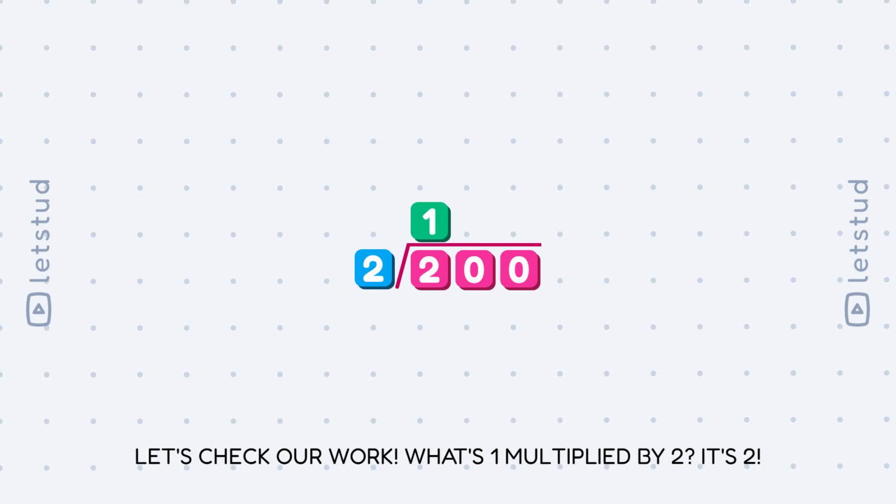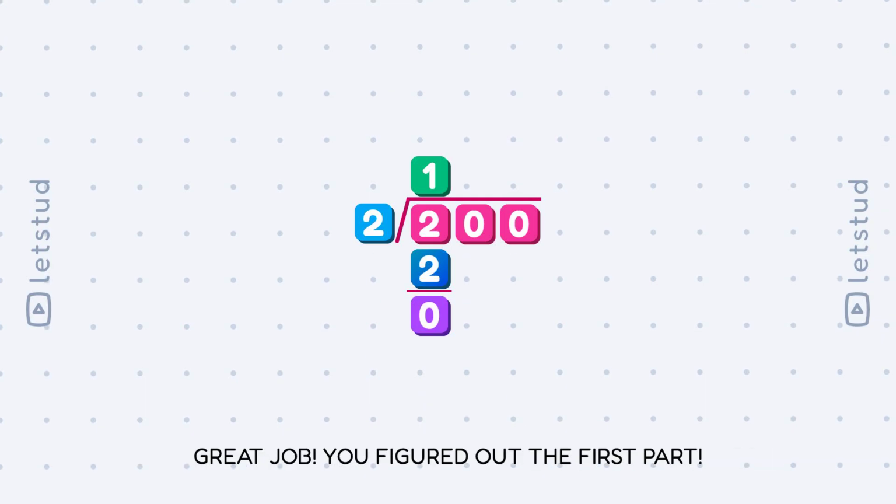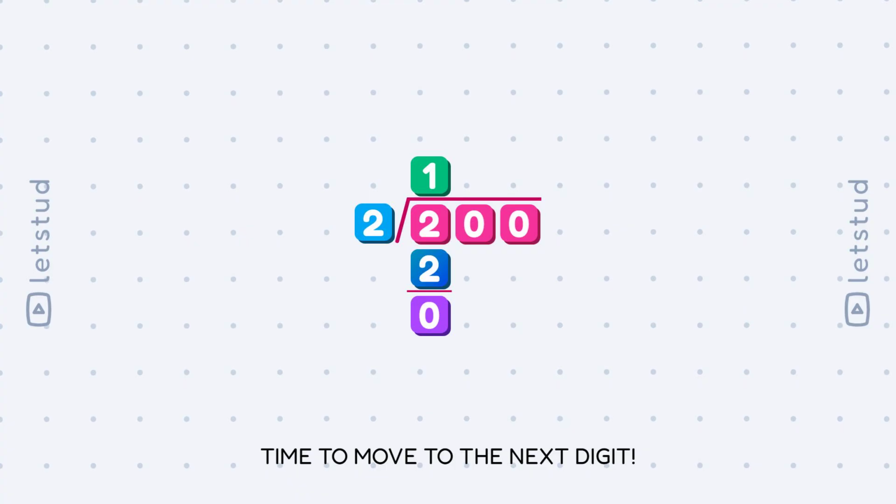Let's check our work. What's 1 multiplied by 2? It's 2. Now we subtract. 2 minus 2 equals 0. We have no remainder here. Great job, you figured out the first part. Time to move to the next digit.